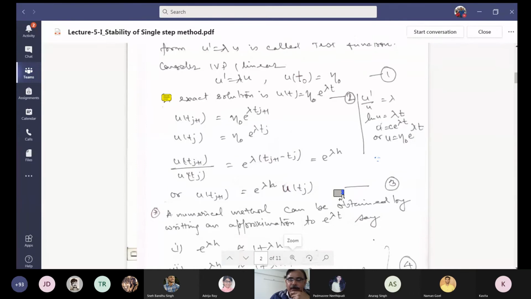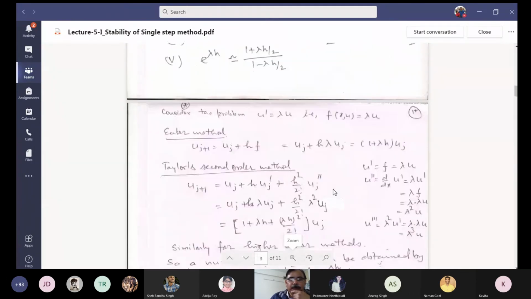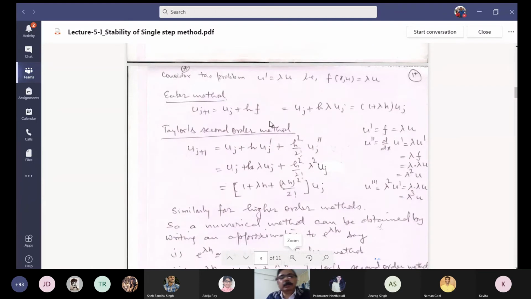Okay. Now, before explaining the remaining part, I will just come back to the Euler method. The Euler method is written u j plus 1 equal to u j plus h times f. Here the problem is u prime equal to lambda u, so f is lambda u. So it is h lambda u j, and inside the bracket it will be 1 plus lambda h times u j. We can write like this.